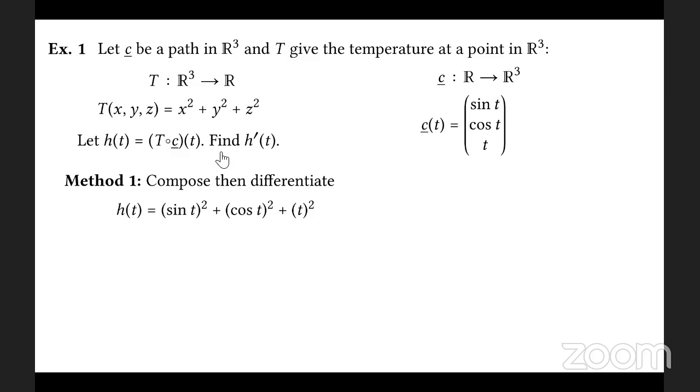So if we compose them, into T we plug in C. We get sine squared plus cosine squared plus t squared. We're just plugging these in. And sine squared plus cosine squared is 1, so we just get 1 plus t squared. So the temperature of the particle at time t is 1 plus t squared. And so H prime is 2t.